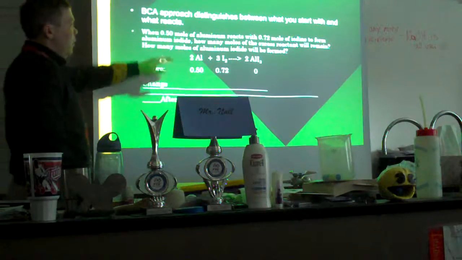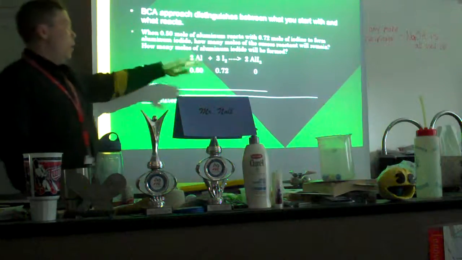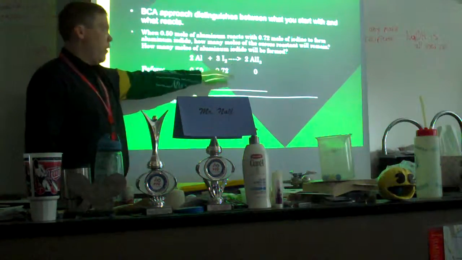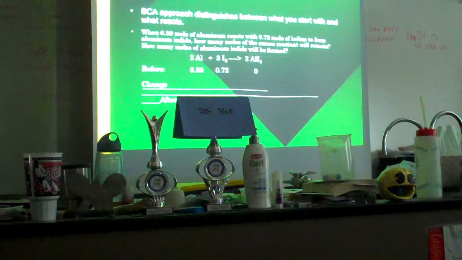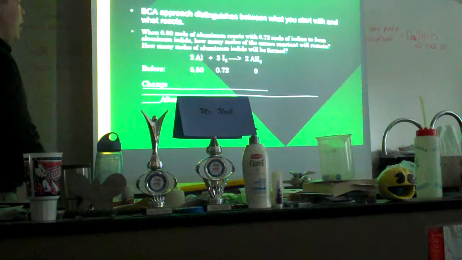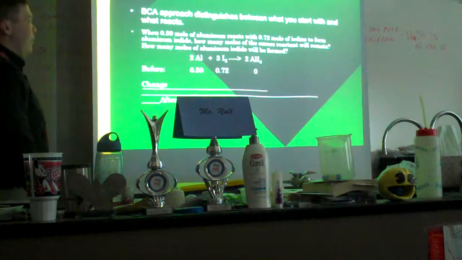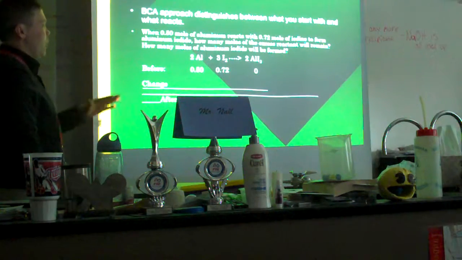So then balance it: 2, 3, 2. For the before, we can put in 0.50 moles of aluminum, 0.72 moles of iodine. And of course 0 for the aluminum iodide, because it doesn't tell us how much we have yet. So that's the before.